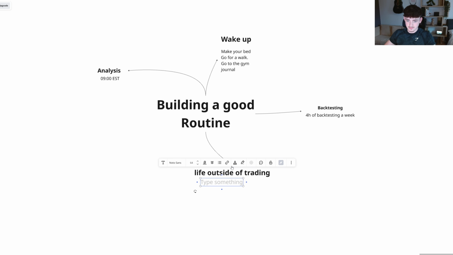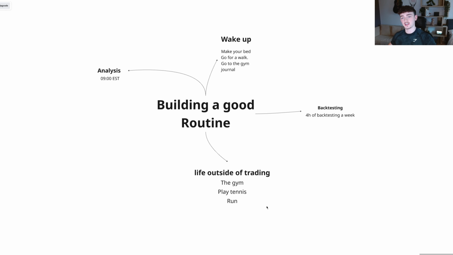For example, I go to the gym, right? And some people wouldn't even call that a hobby, but it's my life outside of trading. So I go to the gym. I also play tennis, and I also run, okay? So I enjoy going to the gym, playing tennis and running, and just spending time with my friends in general. That's my life outside of trading.